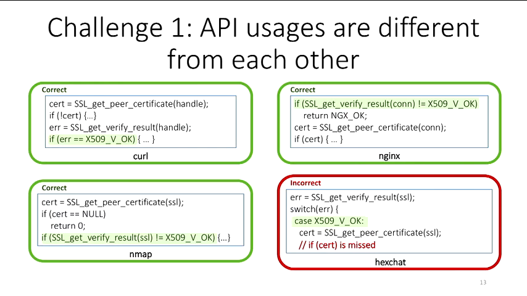There are some challenges. The first challenge is that API uses are different from each other. For example, in the Kernel, they use an equality check on the return value of SSL getVerifyResult. And in Nginx and mmap, they use a non-equality check. More complexly, in Hexchat, they use a switch-case statement. So it is hard to find this bug using just a syntactic method.